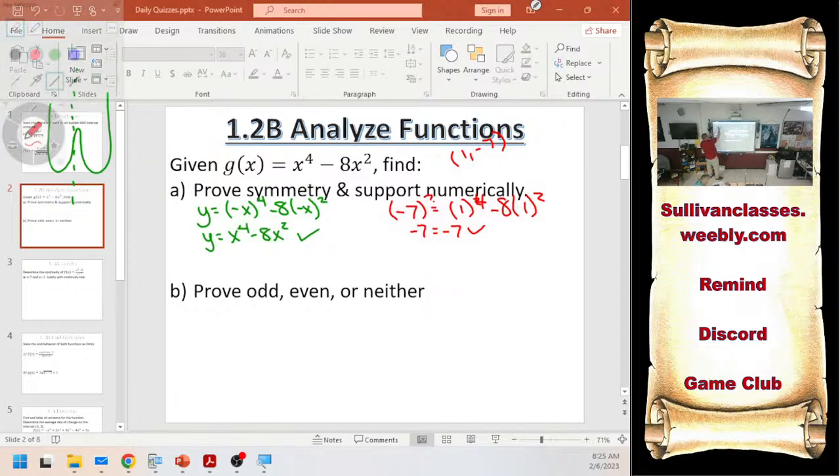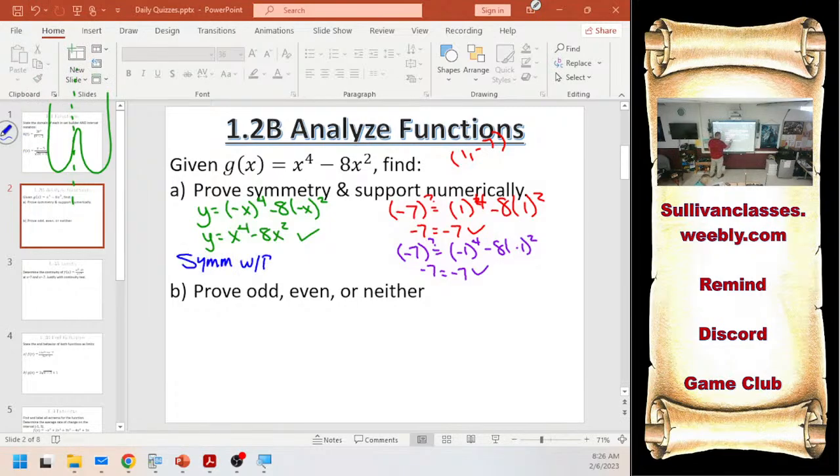Now to prove that it's actually symmetric, I put its evil twin in there. So (negative 1, negative 7). I still just negate my x, it's just now there's a number there. And we check: negative 1 to the 4th minus 8 times negative 1 squared. Sure enough, negative 7 is still negative 7. I win. Make sure you actually say what it is, not just the proof on there: symmetric with respect to the y-axis.